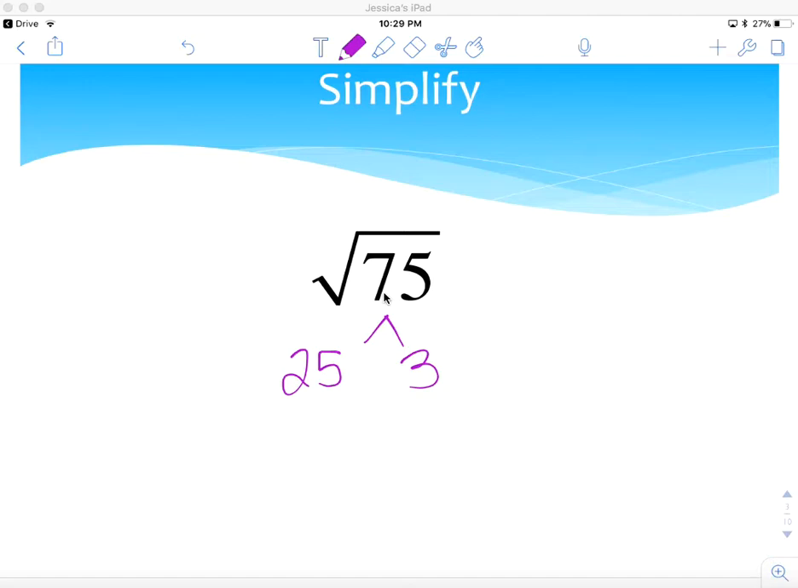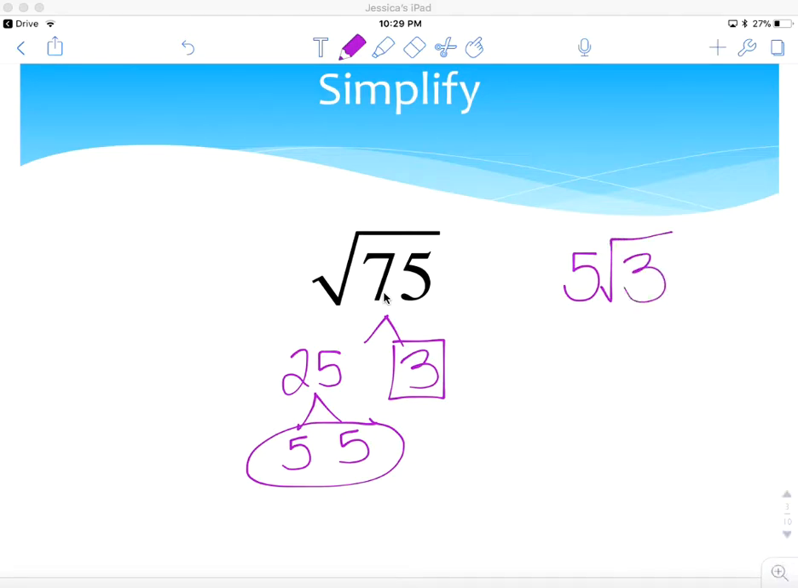Then you want to break this down as far as you can. The square root of 25 is 5. So your goal here is to find any pairs. Your pairs are going to go outside of the square root, and what's left over is going to stay inside the square root. So here's how you would write your answer. The 5 is going to come outside. The 3 is going to stay inside. The square root of 75 is equivalent to 5 square root 3. We take out pairs because that's the meaning of square rooting something.